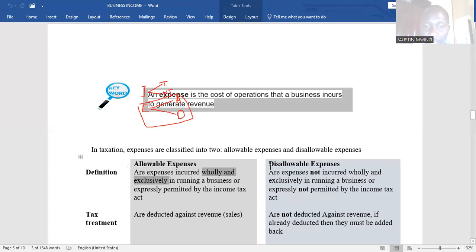On the contrary, we have expenses that are known as disallowable expenses. The general criteria, the first diagnosis to determine whether an expense will be disallowed, is whether it has not been incurred wholly and exclusively. Whenever you deal with an expense, and you'll be getting a list of many expenses, the first test is: has it been incurred wholly and exclusively? Or conversely, has it not been incurred wholly and exclusively for running the business?